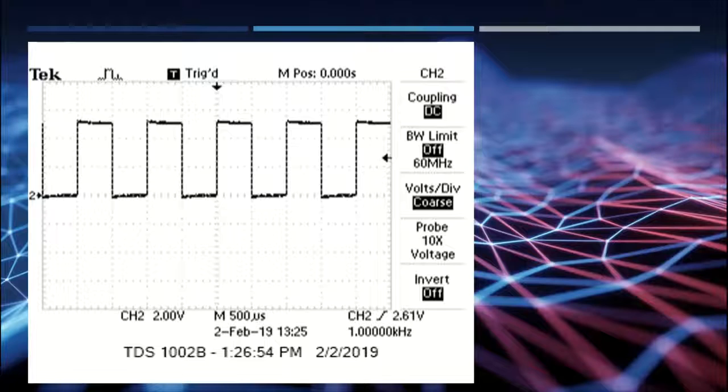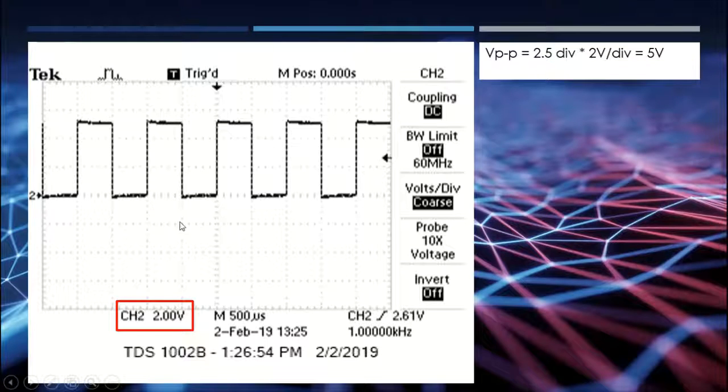According to this, I have a 2 volt per division setting shown on the screen here. If I look at the number of divisions from peak to peak of this signal, we have 1 division, 2 divisions, 2.5 divisions at 2 volts per division. And so 2.5 divisions times 2 volts per division gives me the 5 volts peak to peak that I'm expecting.